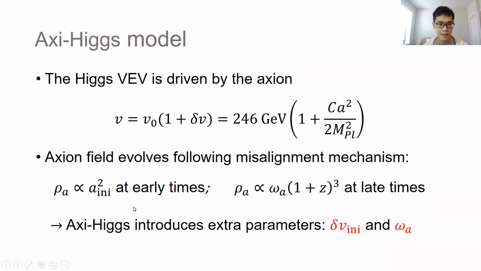The axion field A by itself evolves following the standard misalignment mechanism, in the sense that at first its density stays constant, just like dark energy, and at late times it behaves like dark matter and leaves some relic density at the present day. So the Axi-Higgs model essentially introduces some extra parameters. However, for my purpose in cosmology, I just take omega A and delta v as the two most important parameters.